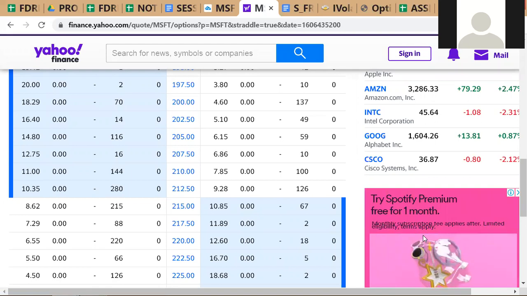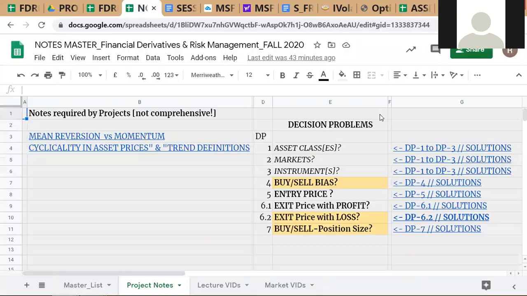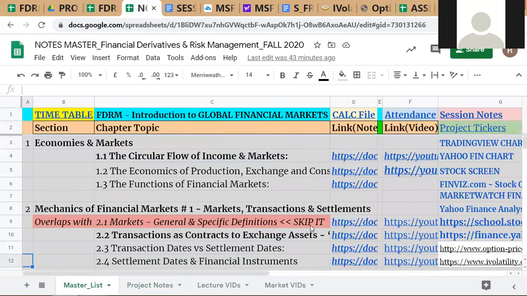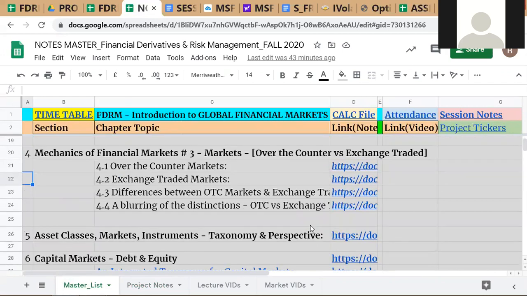Yeah, see, as you can see here, options can trade both ways. Now, I haven't had time to cover this with you, but I've given you the notes. You can go through them. I think your notes cover these things, right? I've given you notes for OTC markets and exchange traded markets. You're supposed to read the entire set of notes, and if you read this, you'll find it.